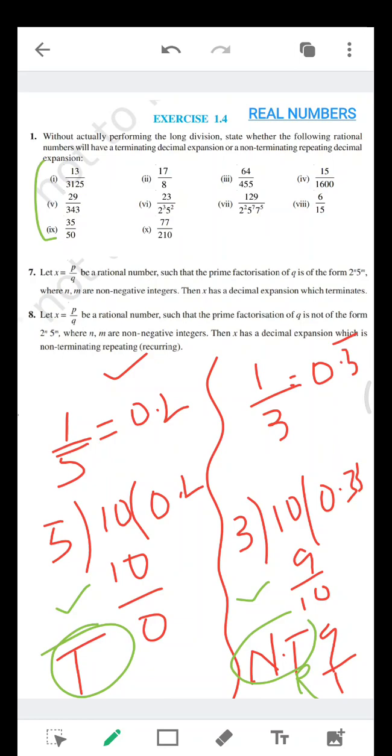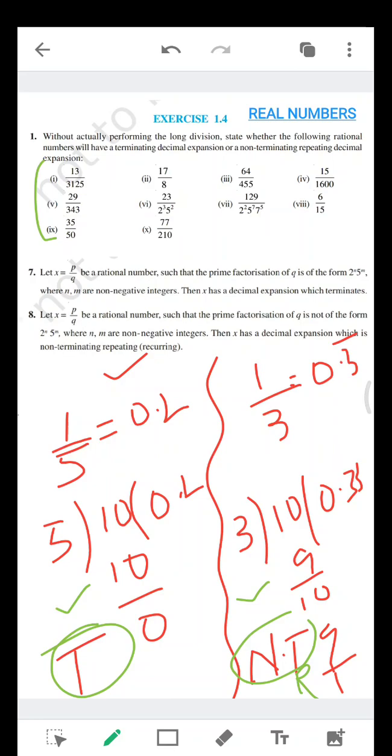This is a very important concept for 1 mark. This can be asked in MCQs. You can solve it very quickly if you know the concept, if you know the method of solving without actual division. If you divide it, then it takes a lot of time. So let's have a look at this now.